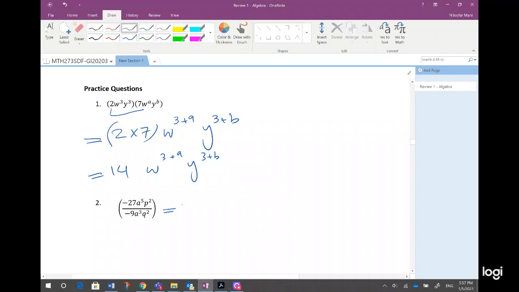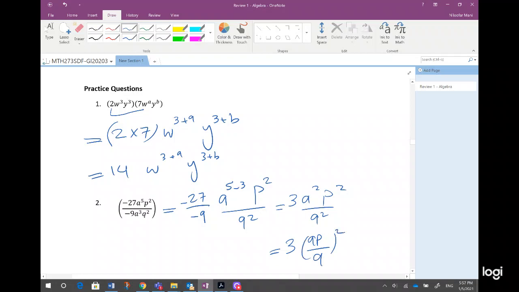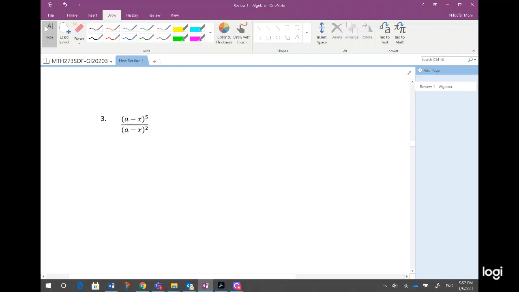So, number with number. So, minus 27 divided by minus 9, A power 5 minus 3, and P power 2, and divided by Q power 2. Okay? Which is 3, A power 2, P power 2, Q power 2. Which you can say it's 3 A P divided by Q power 2. Okay, we can do that. Or you can leave it this way, for example. Okay, so here. How about here?